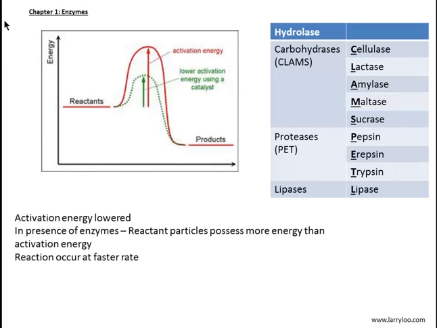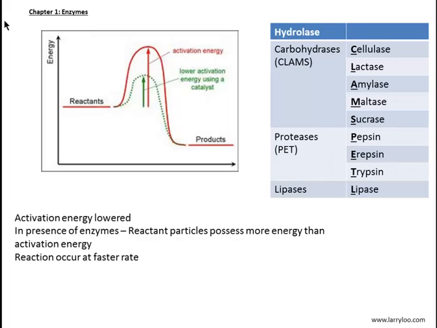This is a graph showing an enzyme reaction. There is an obvious difference between the green and the red part. The original energy required for a reaction to occur is called the activation energy and is around this level. However, with the aid of an enzyme, the energy required will be lowered as reactant particles possess more energy than activation energy, and thus reaction occurs at a much faster rate.